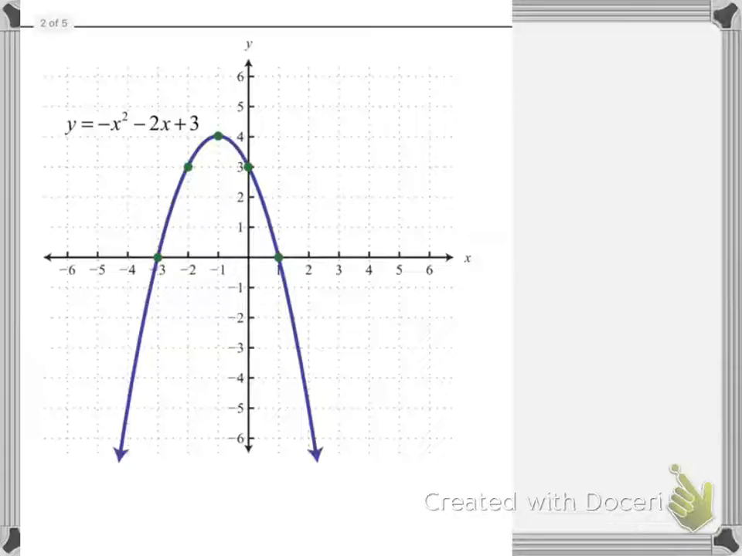So let's look at this example. Here we have our parabola. It's going down because the number in front of the x squared is negative. That makes our vertex a maximum. These are all the things we already knew. Now we can say, okay, how many solutions are there? It crosses here and it crosses here. That means that there are two solutions.